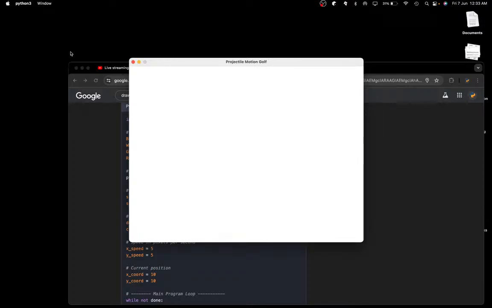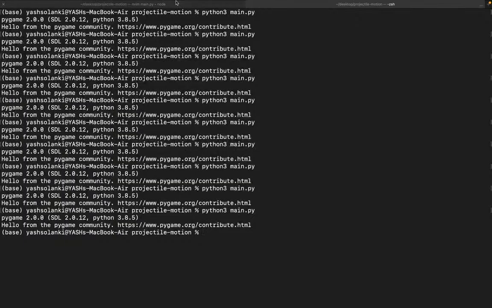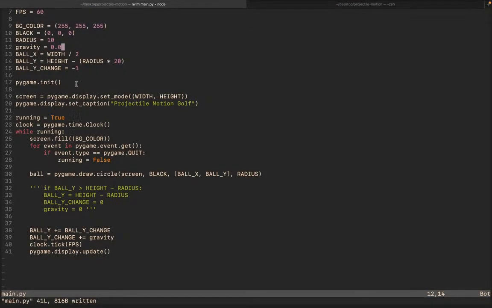Nice. You can see that we can actually see a bouncing ball. Actually, not a bouncing ball really, but I think you can kind of see what's happening over here. So that's awesome. Wow, I really like it.